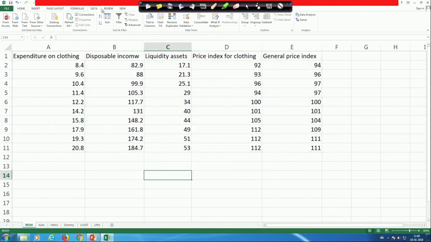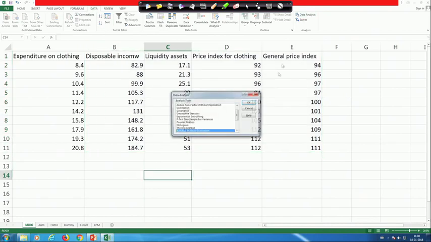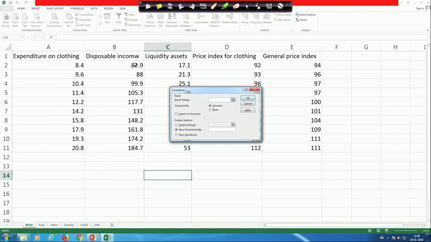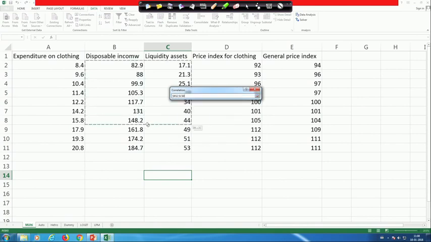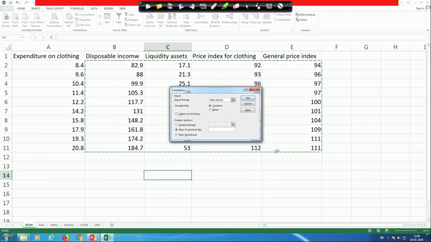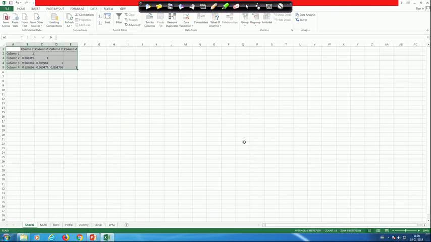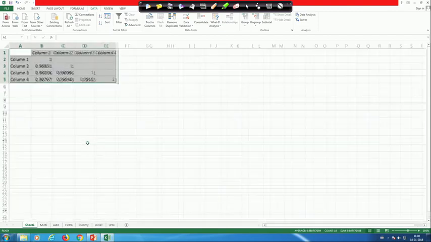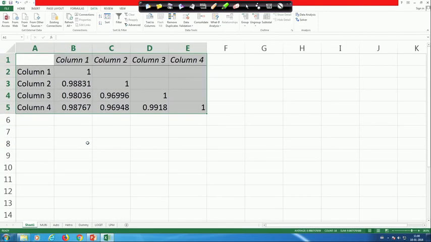These are the regressors, and through them you check the position. So, go to the data analysis package, find the correlation option, and highlight all the independent variables, that is the four independent variables, and it will give you the output matrix. So, this is actually the correlation matrix.